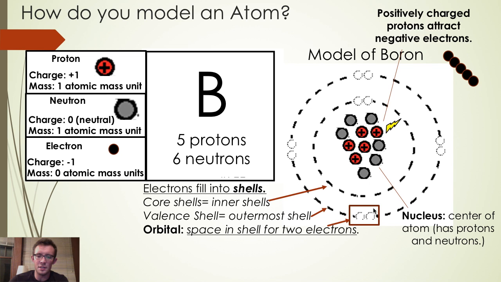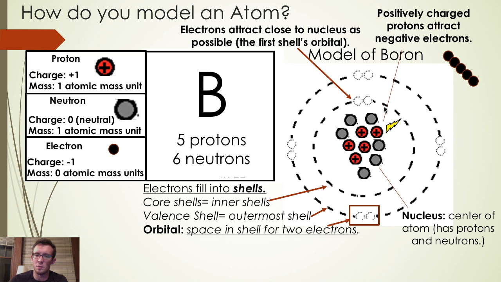And you can see that each of these shells has within it the spaces for up to 2 electrons. Those are called orbitals. And you can see that the inner shell, the first shell, which is smaller, only has 1 orbital with space for 2 electrons, whereas the second shell, in this case the valence shell, has 4 orbitals with space for a total of 8 electrons, 2 electrons per orbital.